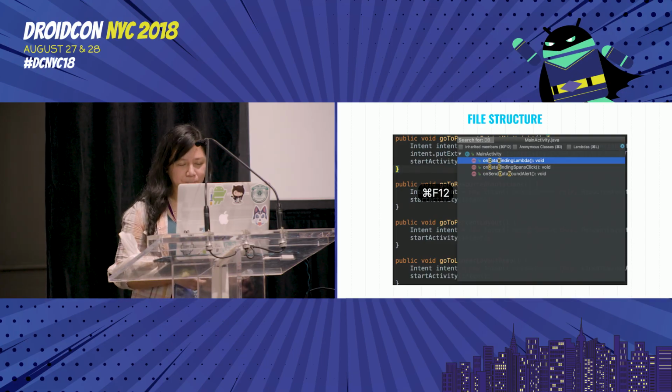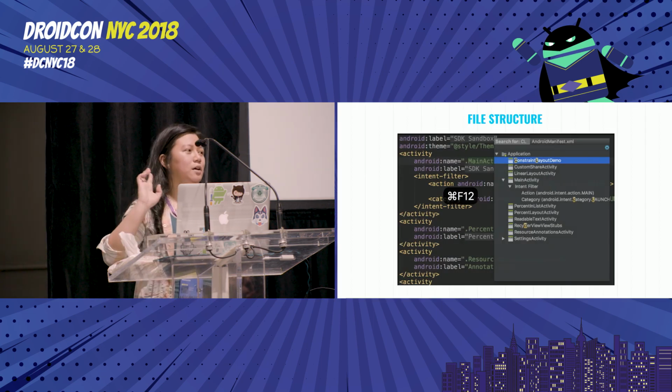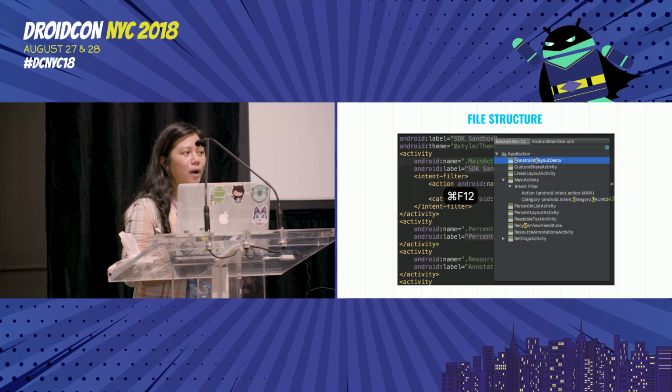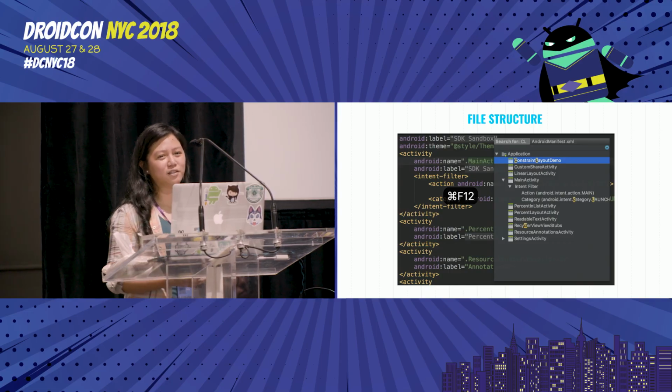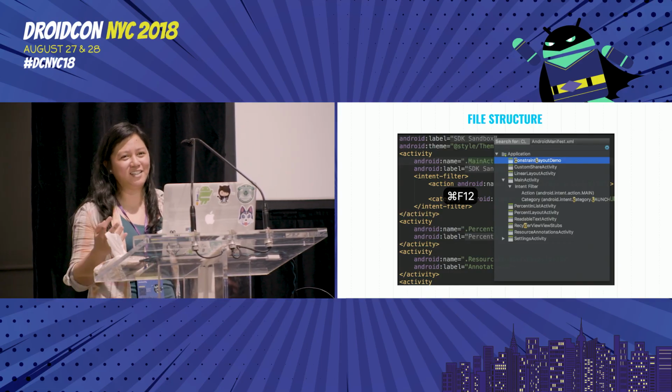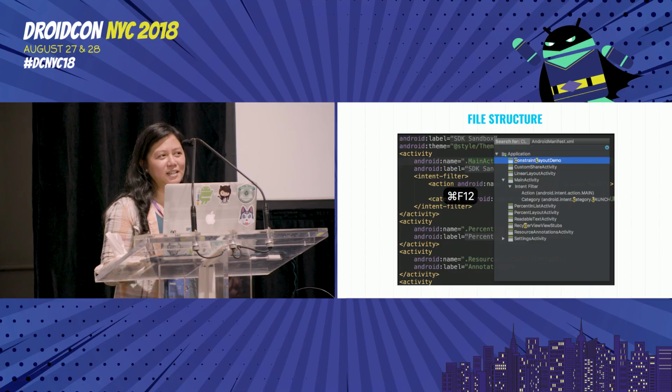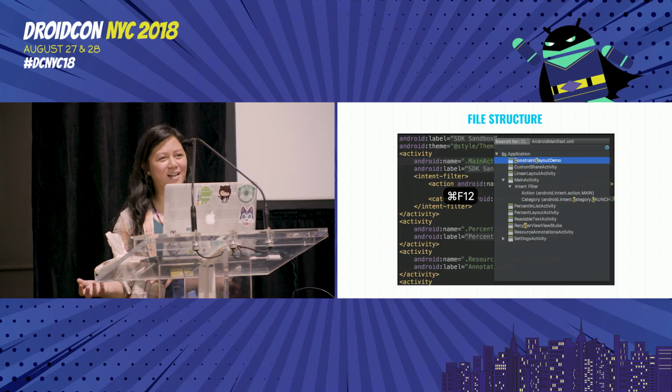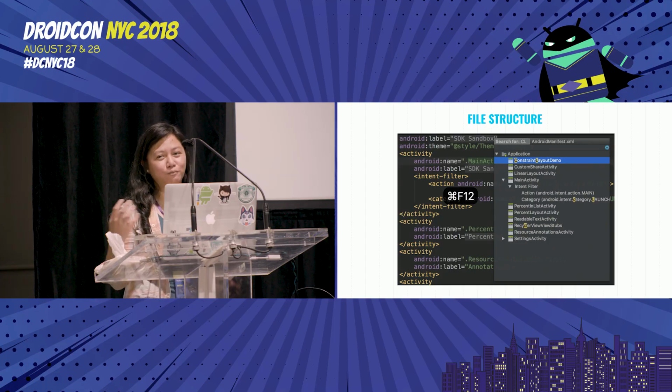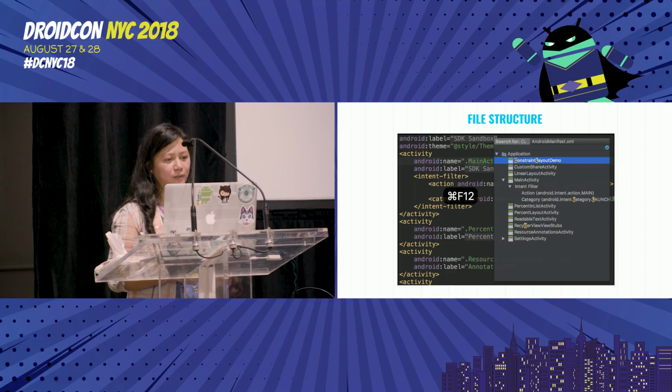What really sold me on Command F12, though, is that it works in the manifest too, where it can be quite hard to find stuff because everything's just an activity. And for me personally, the manifest is probably one of my most neglected files. I rarely go into it and actually organize stuff, so Command F12 is really helpful there.